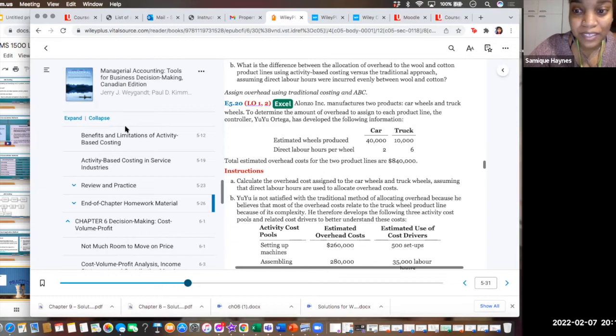It makes sense. So calculate the overhead costs assigned to the car wheels and truck wheels, assuming that direct labor hours are used to allocate overhead costs. So we are going to be using direct labor hours to allocate that $840,000. We understand the assignment? We understand what we're set out to do. What do we have to do? We have to allocate our overhead cost of $840,000. We need to figure out how much of overhead goes to the cars, how much goes to the truck. We get that, right? That's what we need to do.